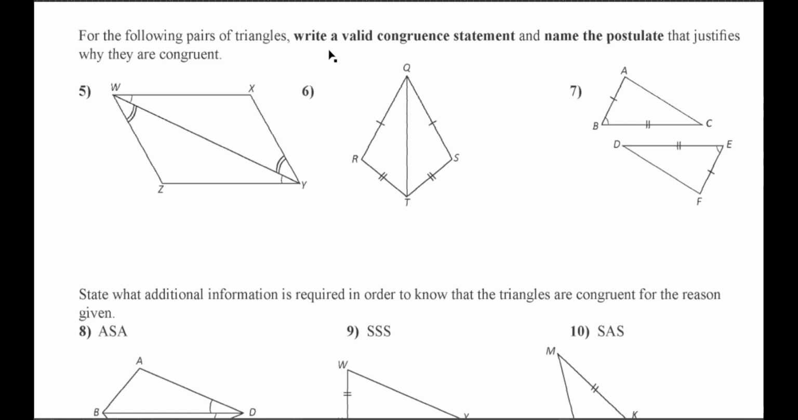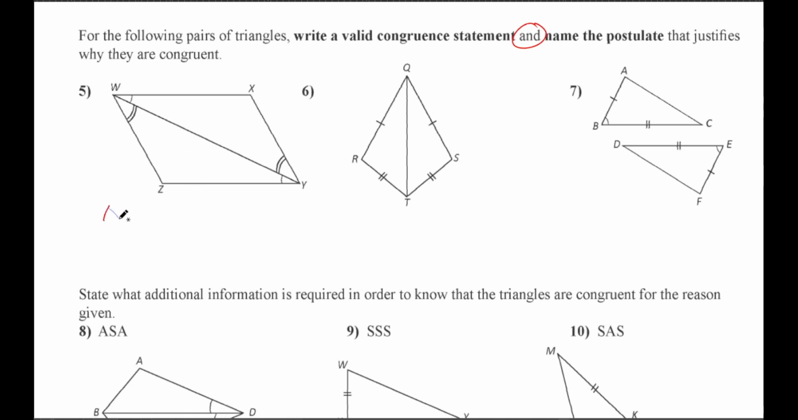It says, for the following pairs of triangles, write a valid congruent statement. What does that mean, congruent statement? That means triangle ABC is congruent to triangle whatever, DEF or whatever you want to call it, okay? And here's another double answer. You got to get them both right to get it. Name the postulate that justifies it. So let's take a look at these two triangles. I got this triangle right here and this triangle right here.